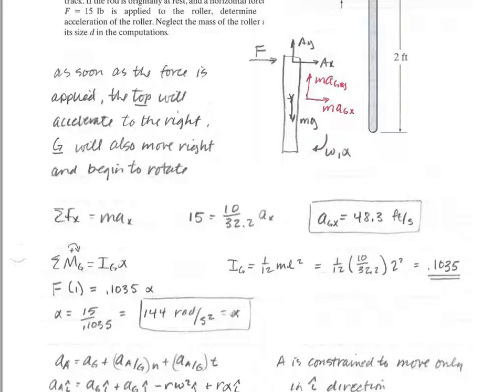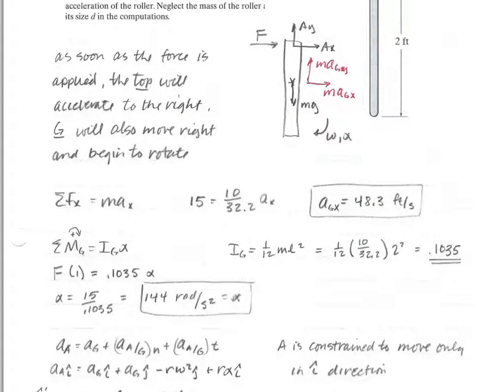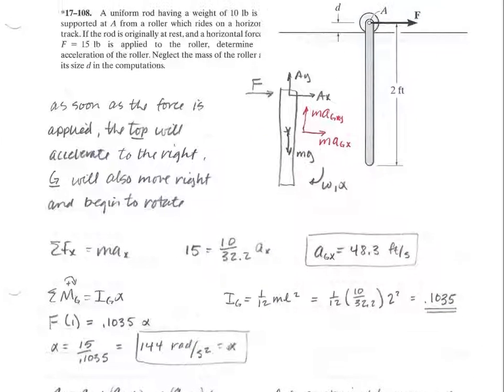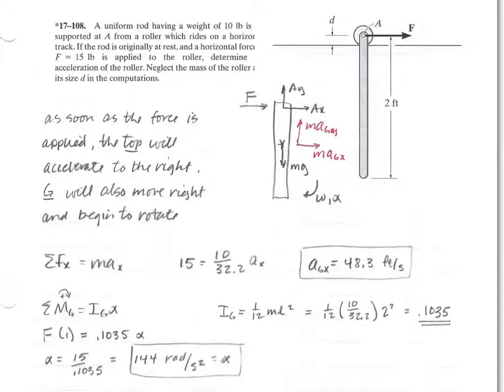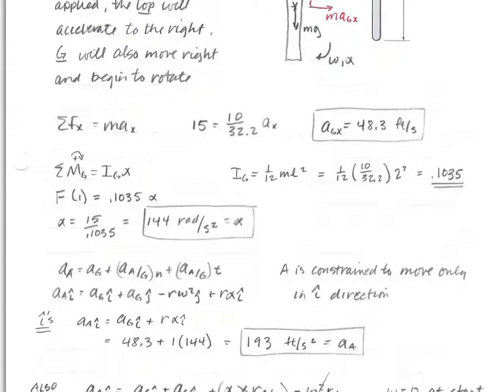Now, the moment equation, if I want to know what my alpha is, the alpha is going to be in this direction, like that. And I can find out what that might be by summing the moments about the center of gravity, which I've done. And I can find that alpha is equal to 144 radians per second squared. Now, to actually find out the acceleration of A, which is what our problem is, I'll need to use something relative. So let's do a relative equation. I like the scalar way easier. So acceleration of A is acceleration of G.